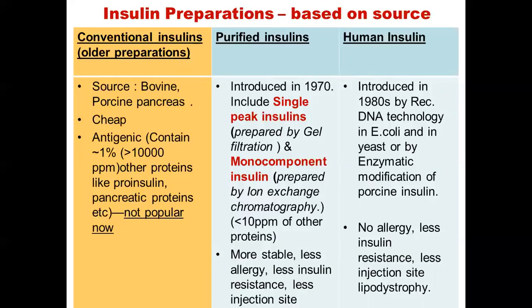The next to come, in the 1970s, was purified insulin. These were insulins purified by techniques like gel filtration and ion exchange chromatography. These techniques removed the antigenic proteins from the insulin, so they were more purified and hence had less antigenic action and caused less allergy. Included under this, you have single peak insulins and monocomponent insulin, which is usually abbreviated as MC.